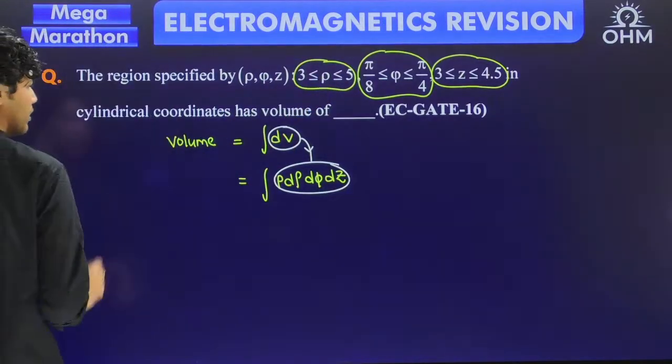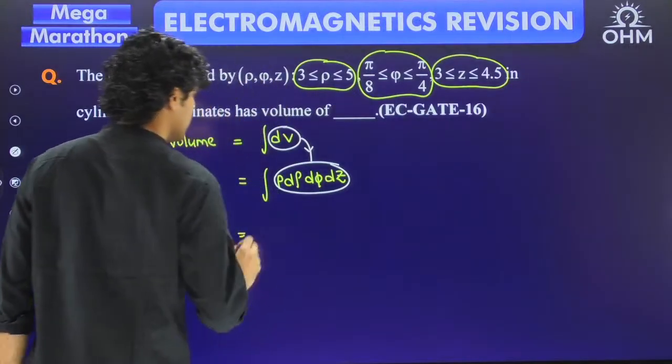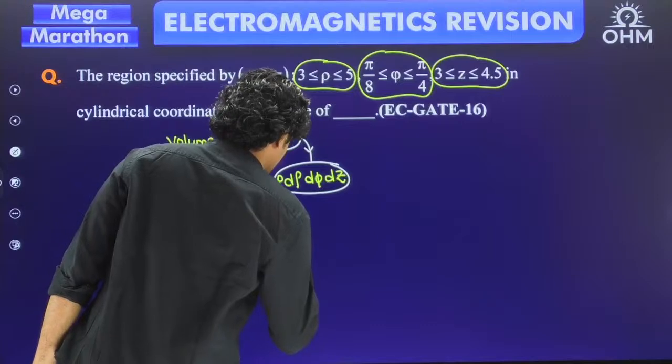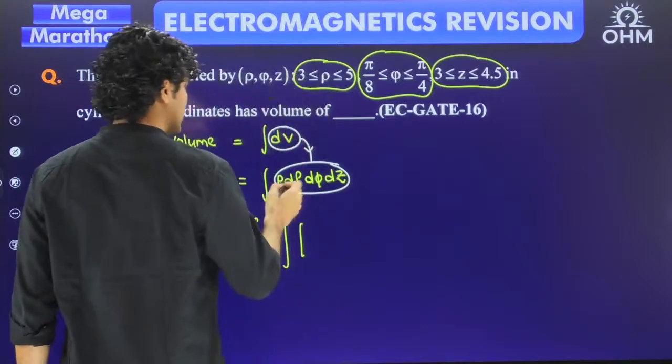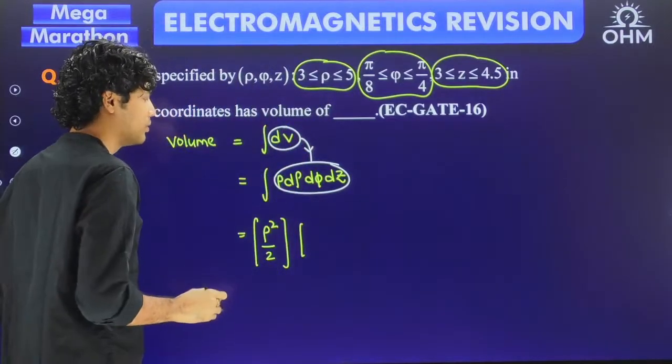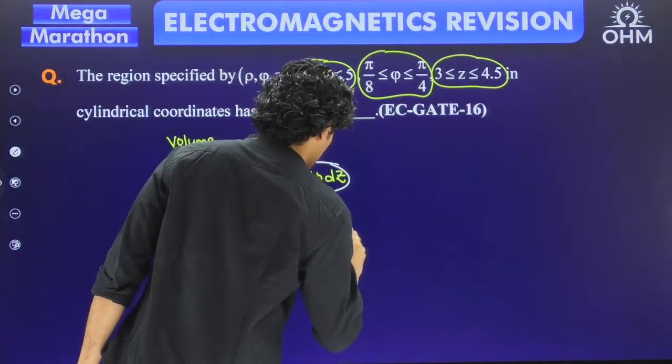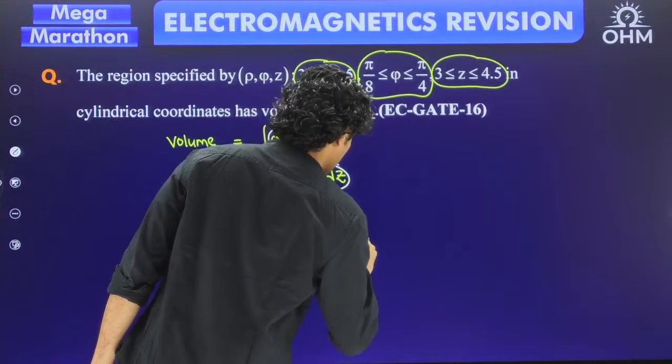So this becomes equal to how much? The integration of rho d rho is nothing but rho square divided by 2. The integration of 1 d phi is simply phi, and the integration of dz is nothing but z.